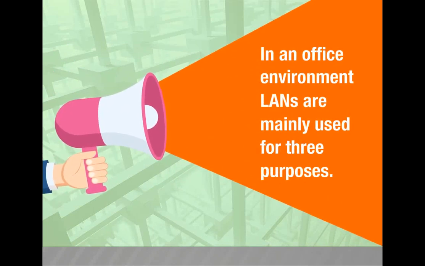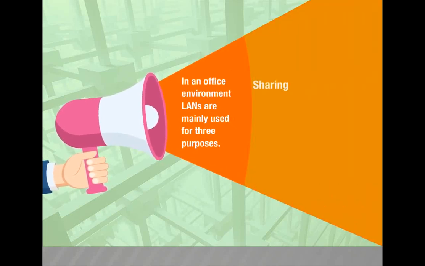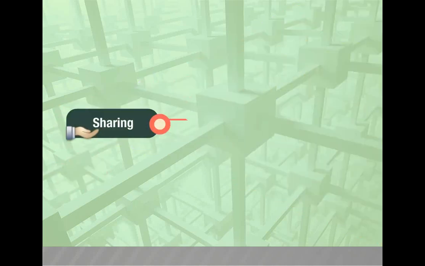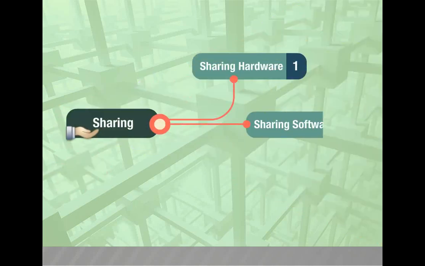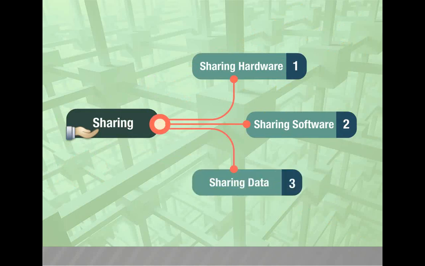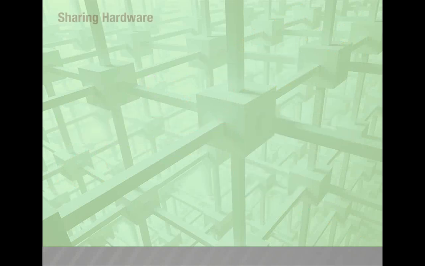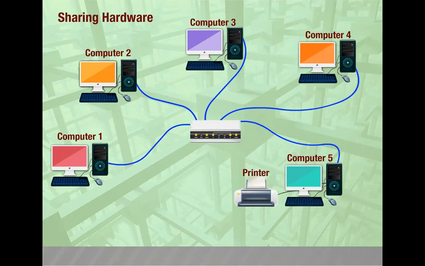In an office environment, LANs are mainly used for 3 purposes: sharing, inter-office communication, and internet communication. Sharing hardware, sharing software, sharing data. Sharing hardware.